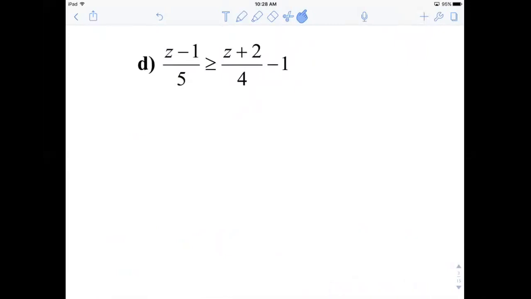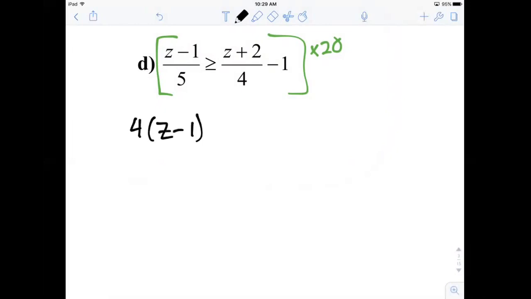Let's try this one now. Again, same sort of idea. I'm going to multiply everything on both sides by something that will get rid of my denominators. Well, these would have a common multiple of 20. So I'm going to multiply everything by 20 on both sides. That's going to leave an extra factor of 4 multiplying with my numerator that I have on the left. And that's greater than or equal to, and I'll have an extra factor of 5 multiplying with my numerator on the right.